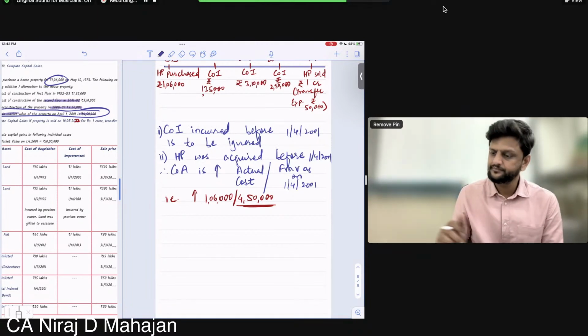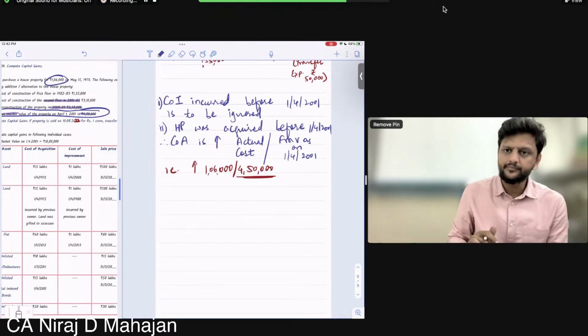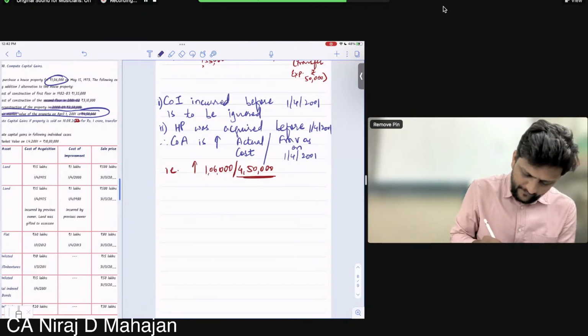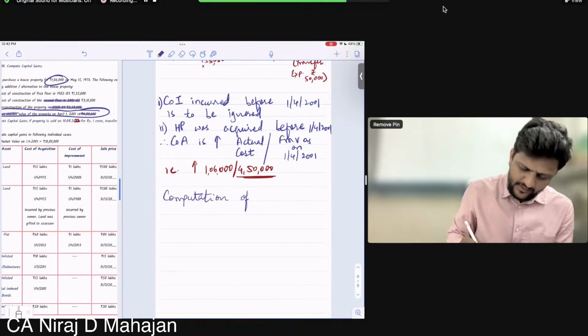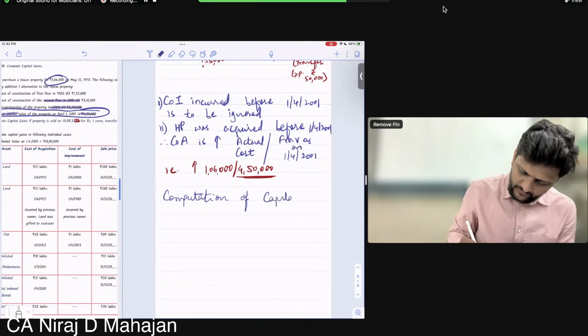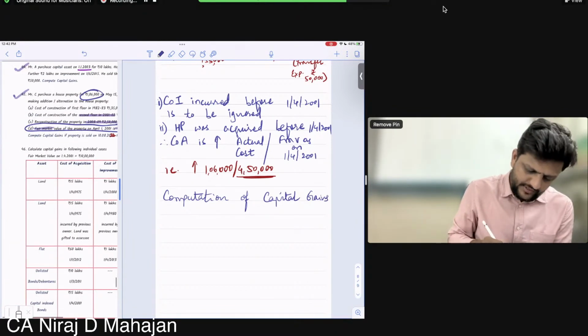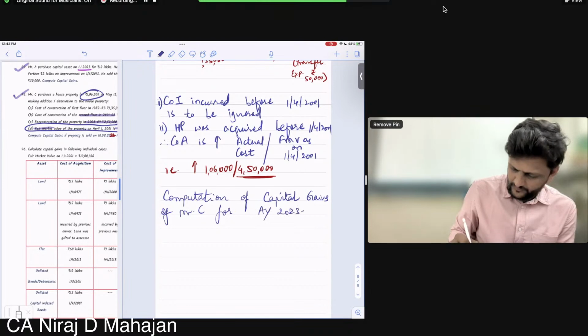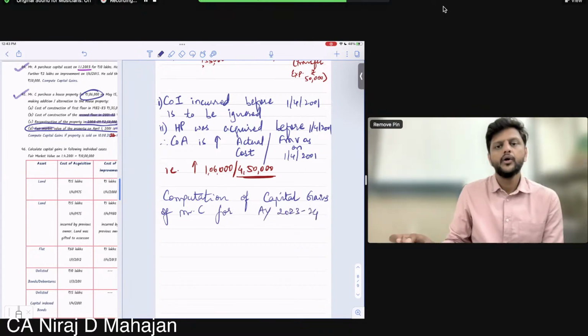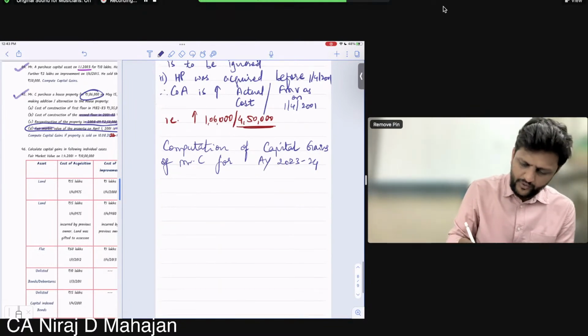Okay, everybody? Let's start. Computation of capital gains of Mr. C for AY 23-24. है ना? Everybody okay till here?